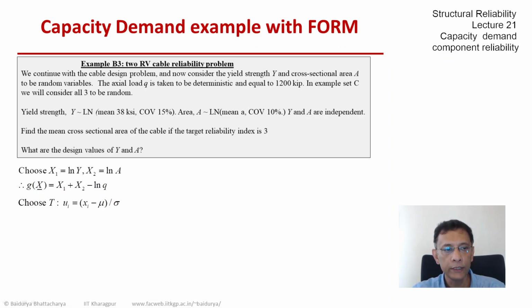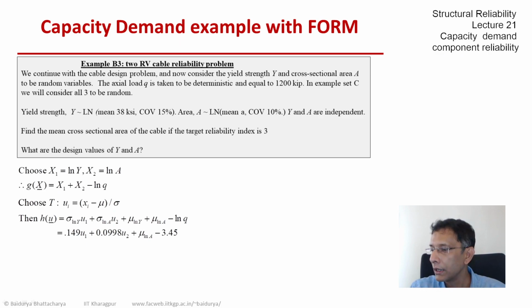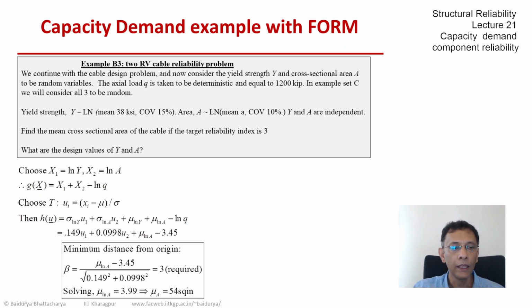So u is x minus mean over the standard deviation. So that gives us a linear limit state in the u space as before, and we have done the computations for the mean and sigma of log Y and log A respectively. So what you see on the screen is the final output of that. It's a linear function in terms of u1 and u2. The only unknown constant is the mean of log A, which is going to give us the mean of A once we solve it. So here is the solution.